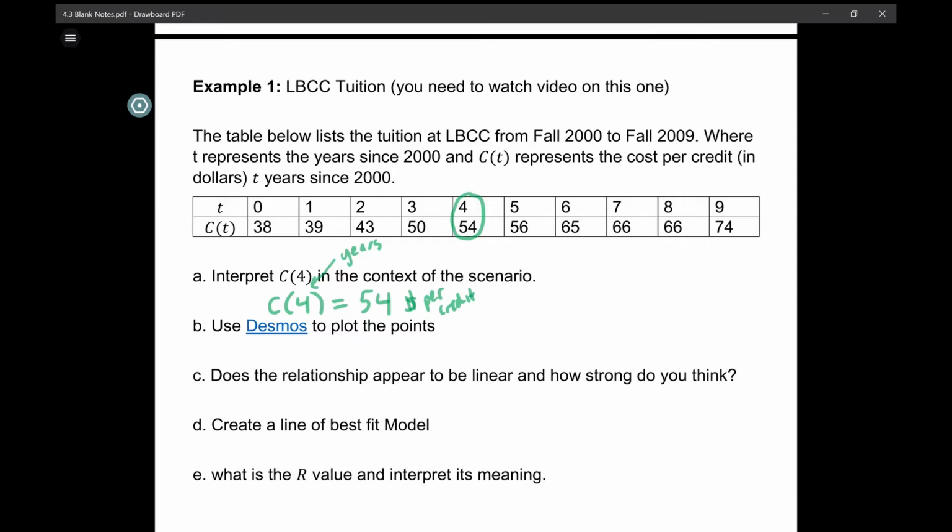So 4 years after 2000, so to me that would be in 2004, tuition cost $54 a credit.